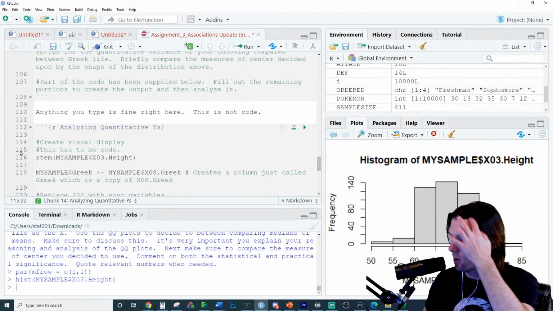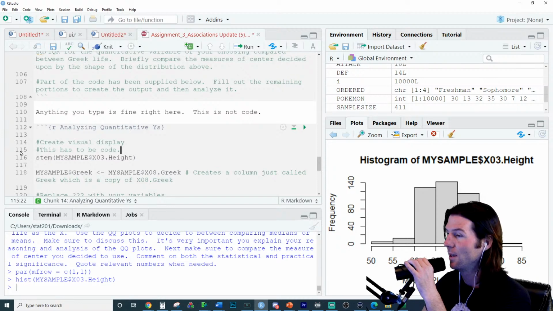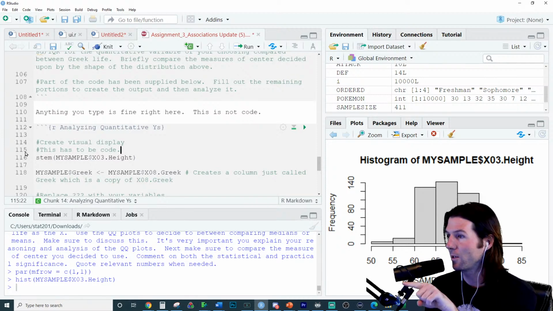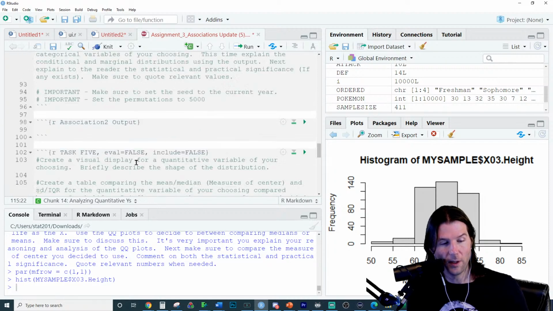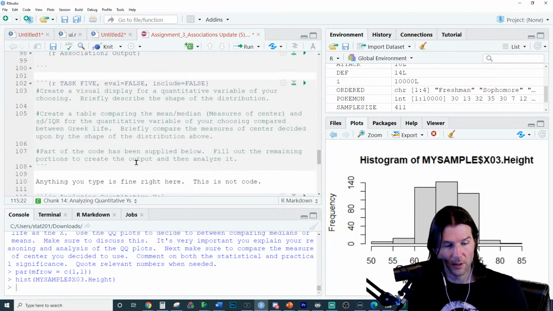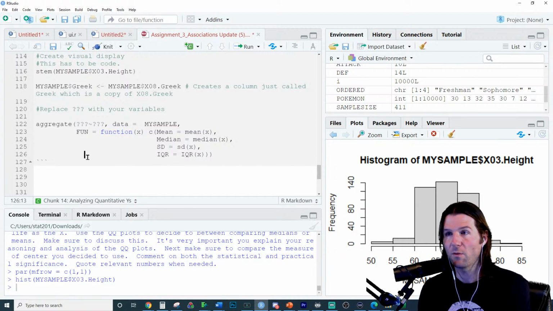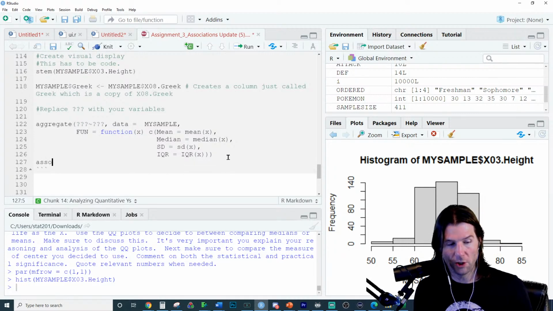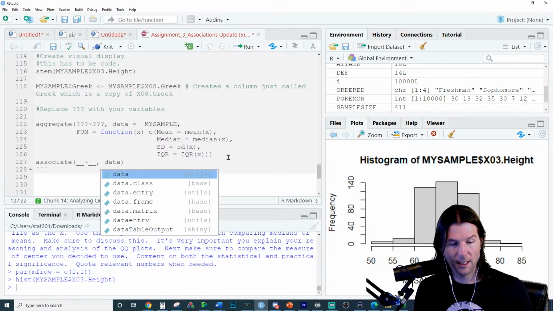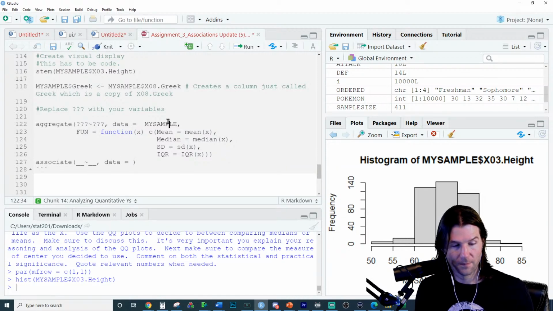So how would you create the table comparing the mean, median, standard deviation? Yes. So Macy, we'll do that, and then we'll hop back here to task 5. When you create your table, let me go to where that code is at. That code is right here. What is the format of this right here, Macy? What is the classic format that we use for associate? There's a format we use: something, tilde, something, comma, data equals, and then your data. This format right here, which I'll delete in a moment, is the same format you're going to use.